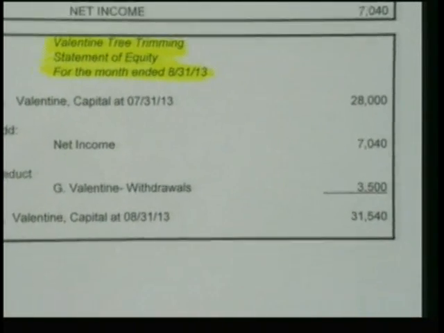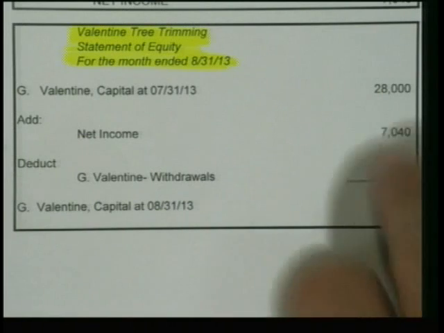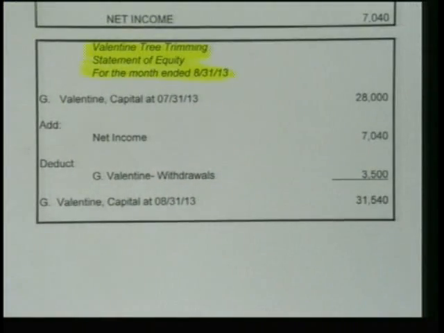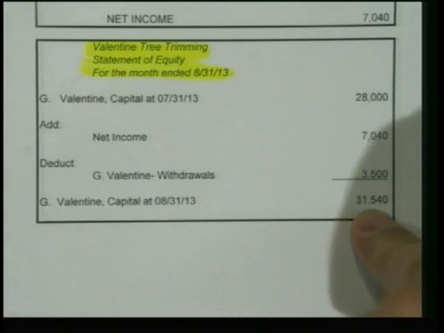statement of equity, right? Statement of equity. There's the net income right there. We have our beginning balance of capital, which was $28,000. We add our net income. There were not any investments by the owner in this period. That's fine. That's not always going to be the case. And then we deduct the withdrawals that Valentine made, correct? Which was $3,500. That gives us an ending balance of capital of $31,540.